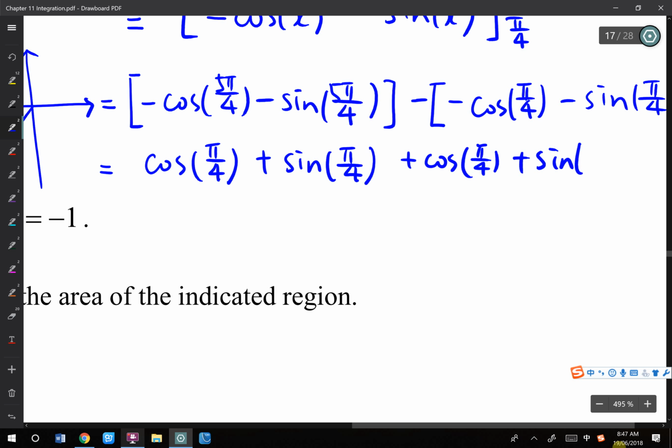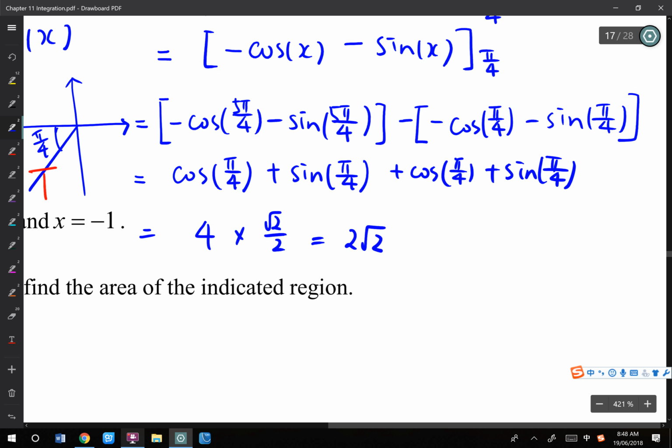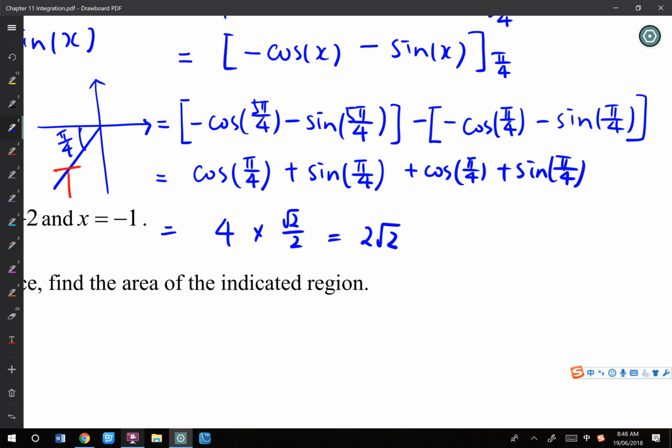sine pi on 4. So they will have the same value, so 4 lots of root 2 over 2, and that's 2 root 2. Okay, because cosine, sine pi on 4, they're all the same value, which is root 2 over 2. You have 4 of that, so it's 4 times root 2 over 2, which is 2 root 2.